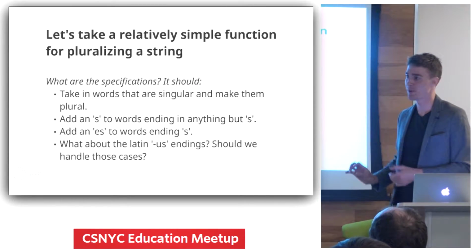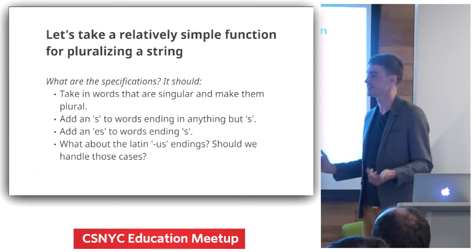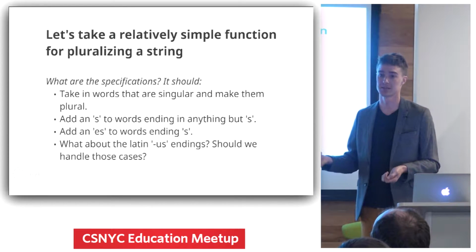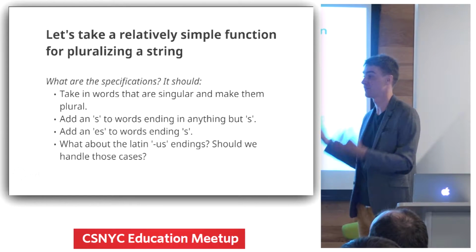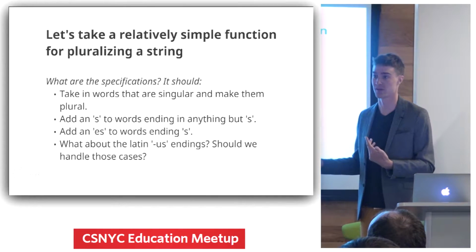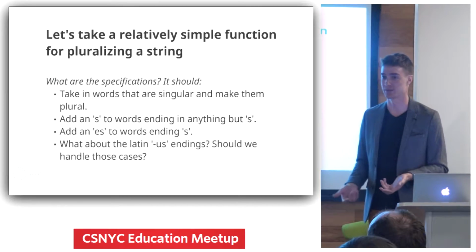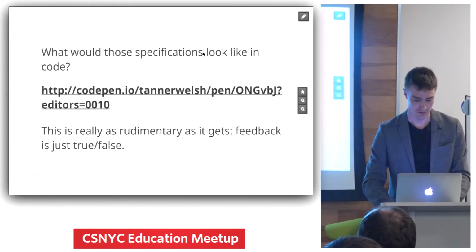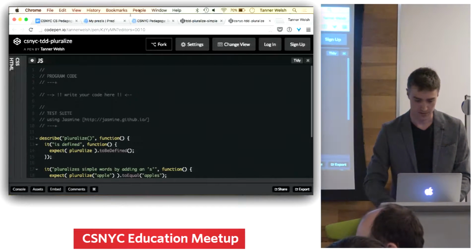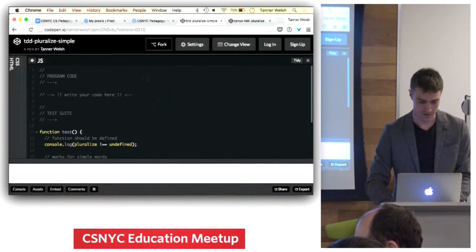And then the most basic way to do TDD is really just to write conditionals that test for these cases, and to give you some way of getting feedback on whether or not those conditionals are true or false. That's the most elemental test. So I'm going to pop this open in CodePen here.